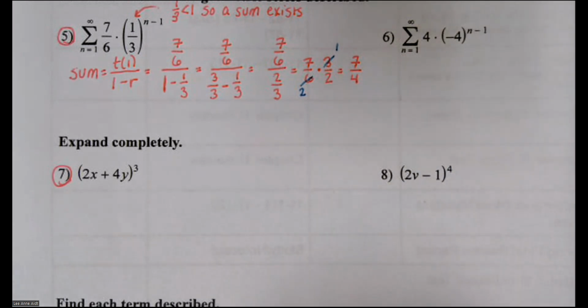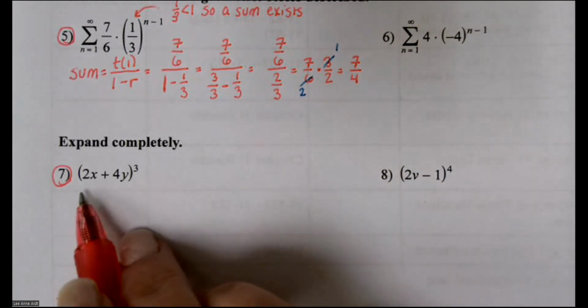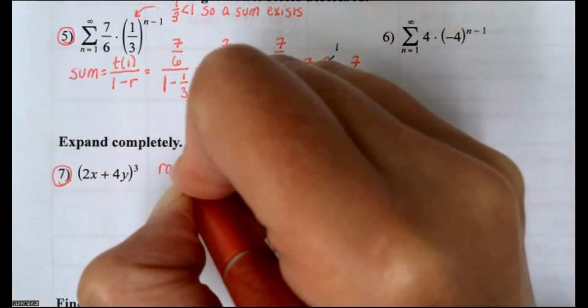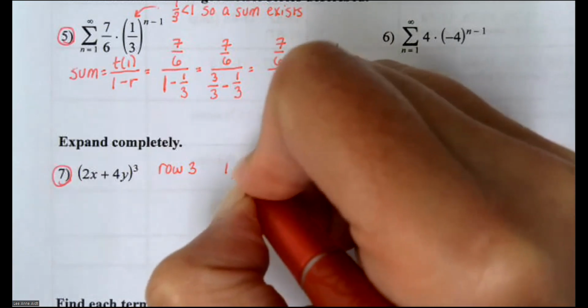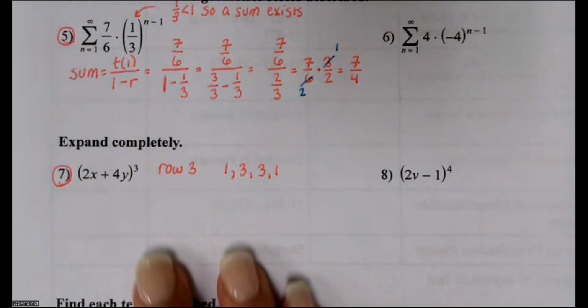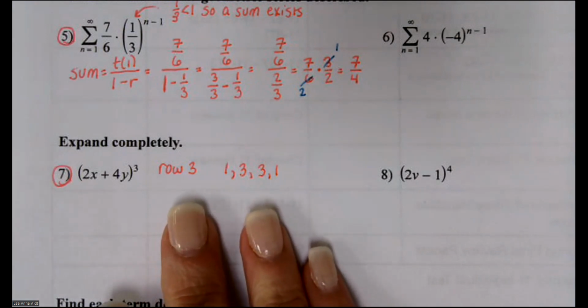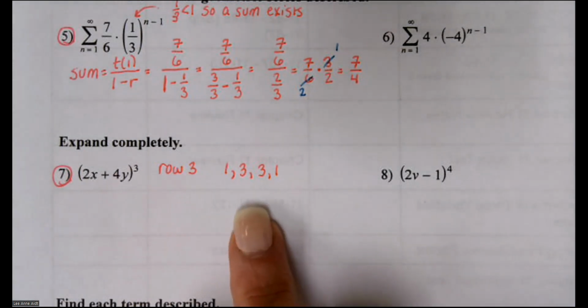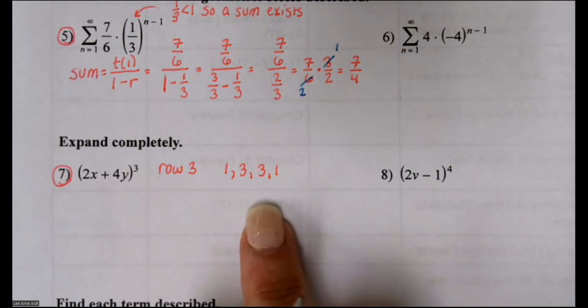Okay. Number 7, expand completely. This is binomial expansion. We're in row 3, and the coefficients of row 3 are 1, 3, 3, what? Do you know where I got this information from? Yeah, the 3 came from the exponent, and these numbers came from the chameleon.